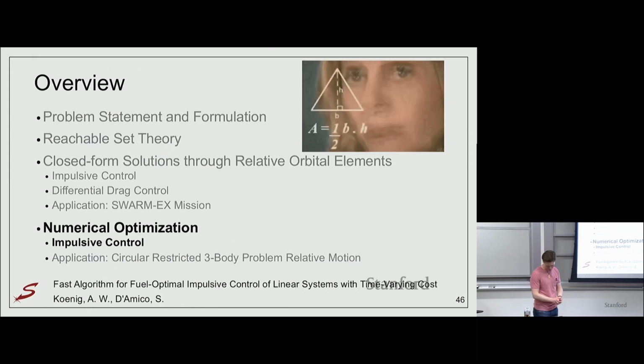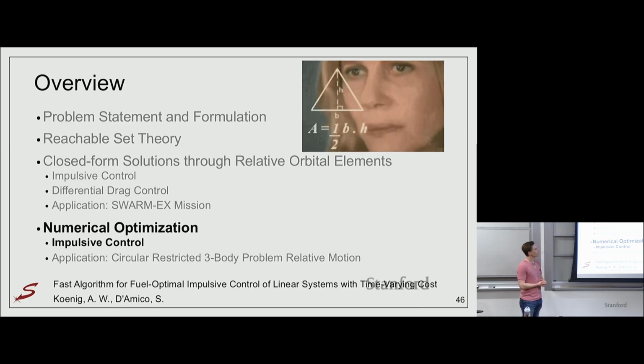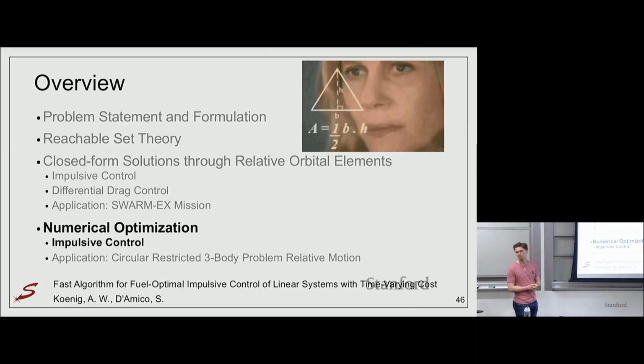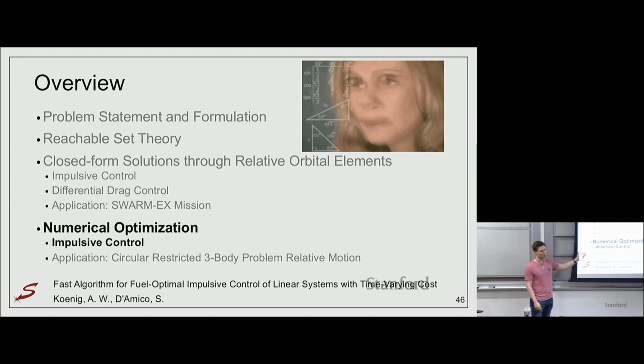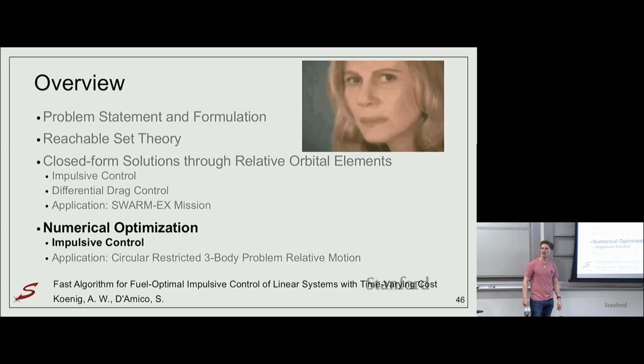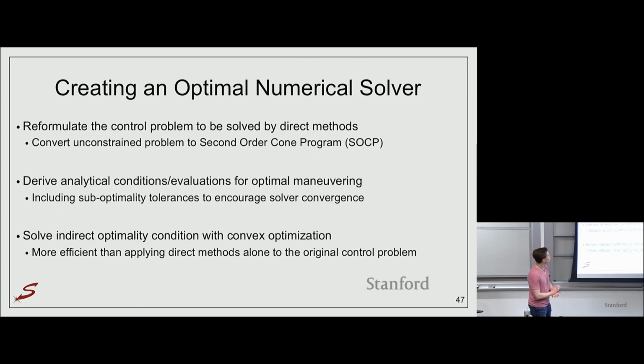All right. So finally, and far more abstractly, we're going to look at reachable set theory doing numerical optimization for an arbitrary problem for impulsive control. So taking hybrid control, throwing that out of your head, we're now just doing impulsive only control again. To create a numerical solver, we're going to reformulate the control problem to be solved by direct methods. Effectively, we're going to solve for lambda using convex optimization.